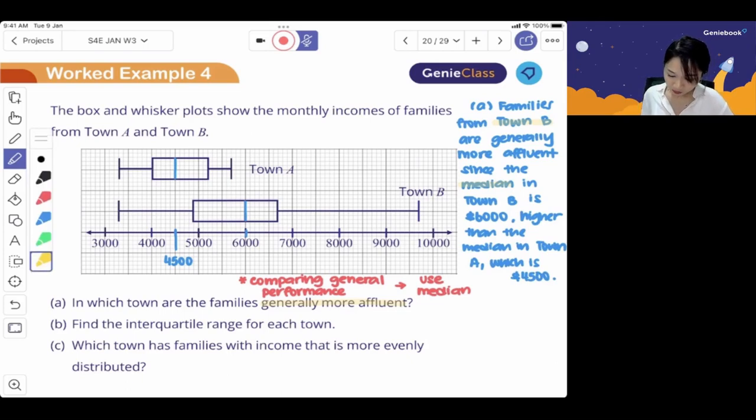Okay, so if you want to be a bit more specific, like I usually encourage my students to do, you can state the values as well. That will give you an extra proof that you really know your stuff, not just "because I compared the median" and then you answer.